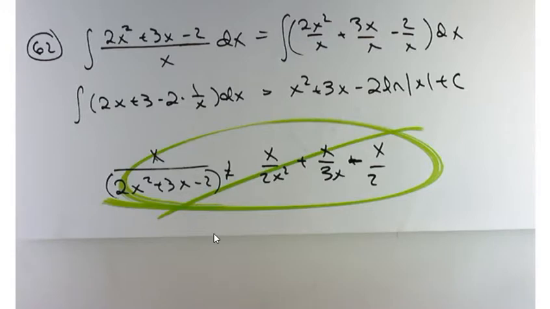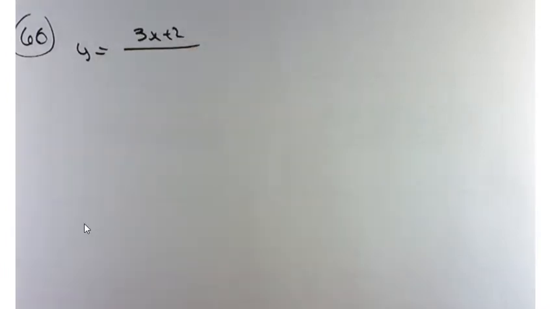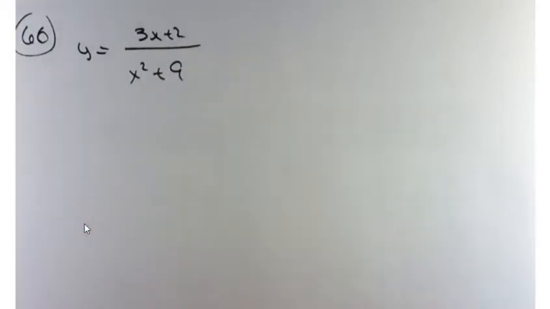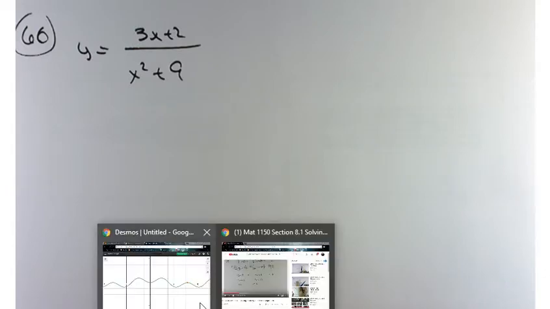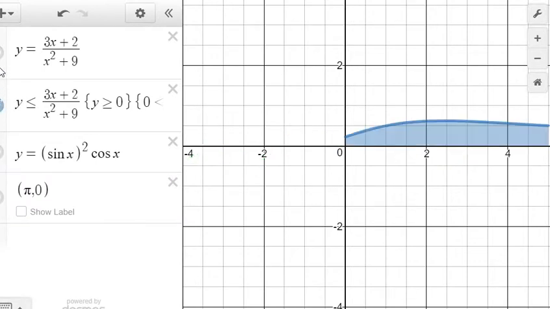So one last one from this section, and it's problem number 66. Deals with the function y equals 3x plus 2 over x squared plus 9. And they actually want us to find a particular area. So let me switch screens here real quick.